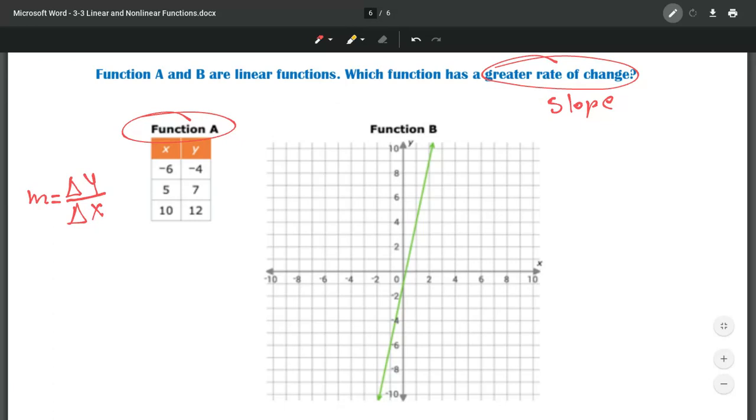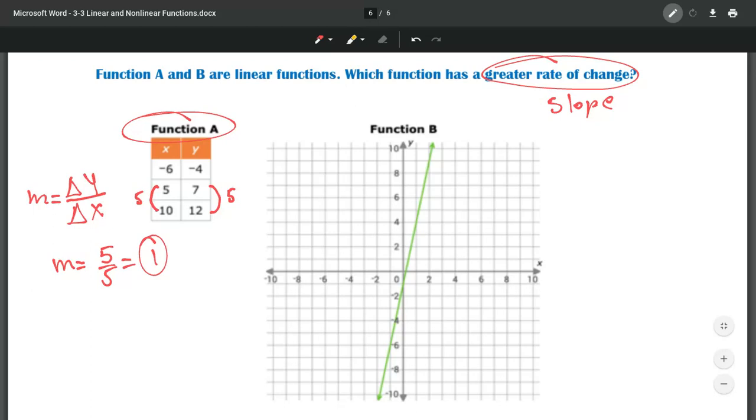So let's pick these 2 points because they're easy. From 5 to 10, the difference between these two x's is 5, positive 5. From 7 to 12, the difference is positive 5, okay? So the slope for this is 5 over 5, which is 1. I found the rate of change for function A. Let's find the rate of change for function B.